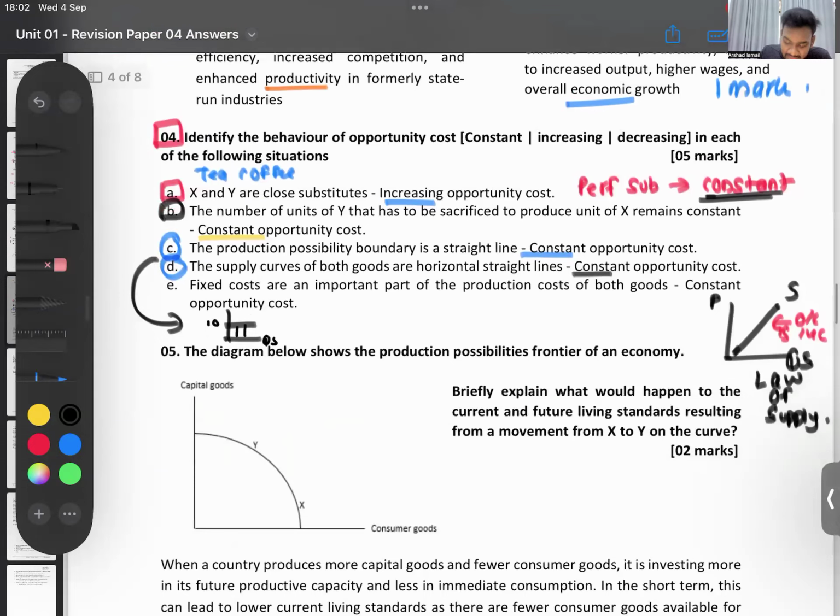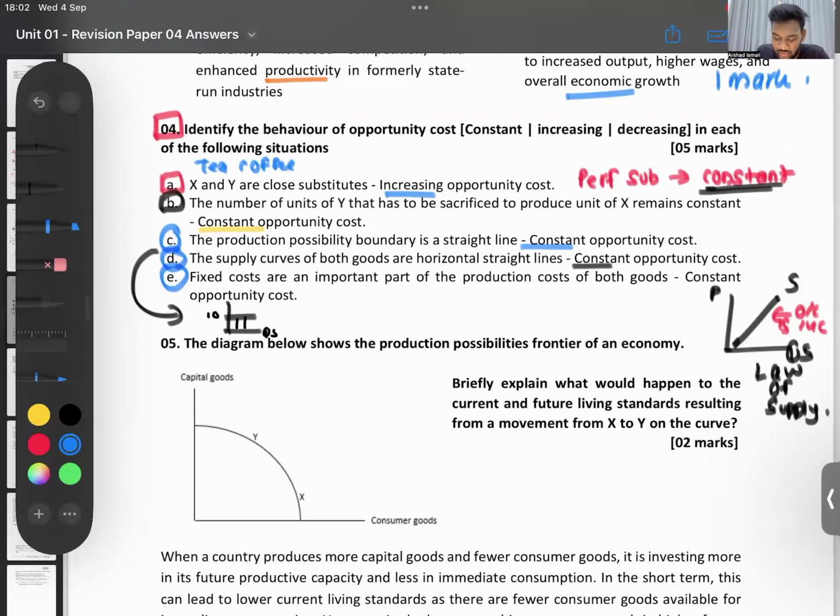Then the last one, E, fixed costs are an important part of production of both the goods. Now, if fixed cost is a very important part, remember we learned this in unit number 4, fixed cost and variable cost. What is fixed cost? Fixed cost is the cost that doesn't change with the level of output.